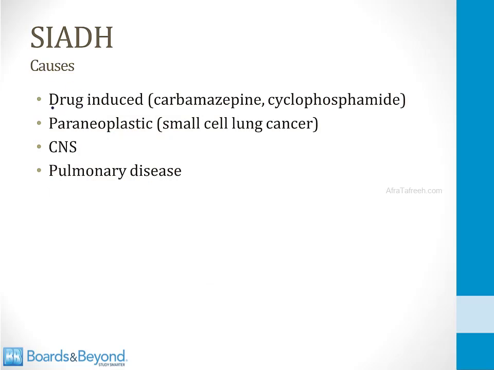The first is in association with certain drugs. There's a long list of drug causes of SIADH. Two of the classic ones are carbamazepine, which is a seizure drug, and cyclophosphamide, which is an immunosuppressant. SIADH can also occur as a paraneoplastic syndrome, especially in small cell lung cancer. Certain cancers like small cell lung cancer can produce ADH and lead to SIADH. Many different central nervous system diseases stimulate ADH release and lead to SIADH. This can be seen with strokes and brain bleeds and brain tumors. And then finally, pulmonary disease of just about any cause can also lead to SIADH. The mechanism of this is not entirely clear.